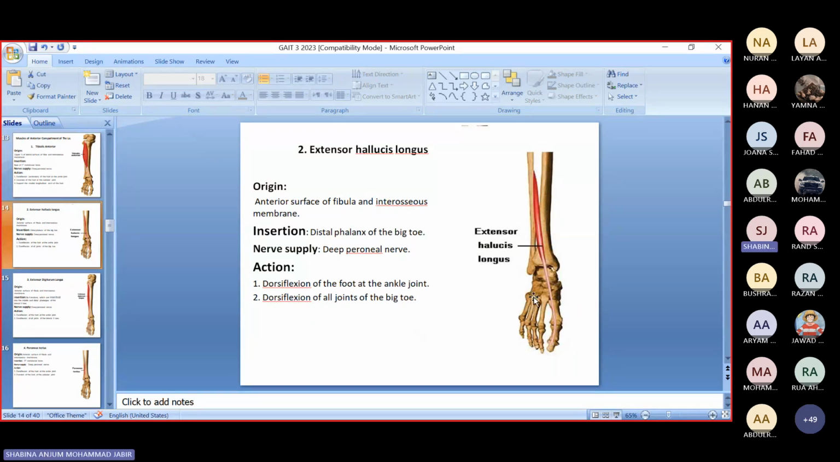We have another, extensor hallucis. From where will it come? You can see it is coming from the fibula and interosseous membrane. Because hallucis is specific for the great toe, obviously it is going to act on the great toe. It will do dorsiflexion of the foot at the ankle joint, where is the ankle joint? Here. And it will do dorsiflexion of all joints of the big toe, the distal interphalangeal joint, proximal interphalangeal joint, and all this dorsiflexion will be done by this muscle.